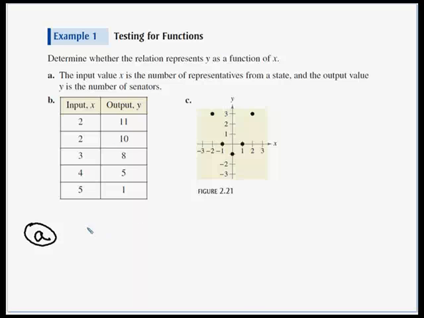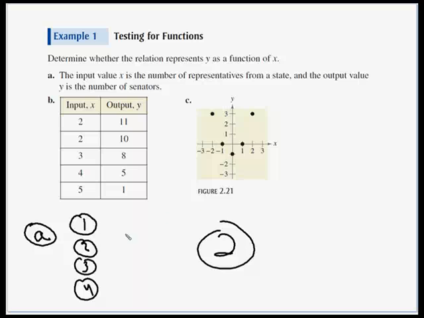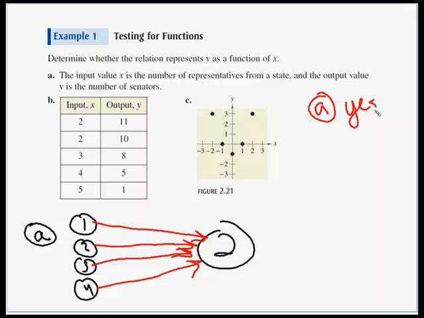Well, that kind of varies. Different size states, different population. You might have 1 rep, or 2 reps, or 3 reps, or 4 reps. And the output value is the number of senators. Well, how many senators are from each state? Each state has 2 senators. So if we think about this graphically, 1 is paired up with 2, and 2 is paired up with 2, and 3 is paired up with 2, and 4 is paired up with 2. Is that a function or not? Well, each member of the domain is paired up with 1 unique member of the range. So yeah, part A, yes, it's a function.